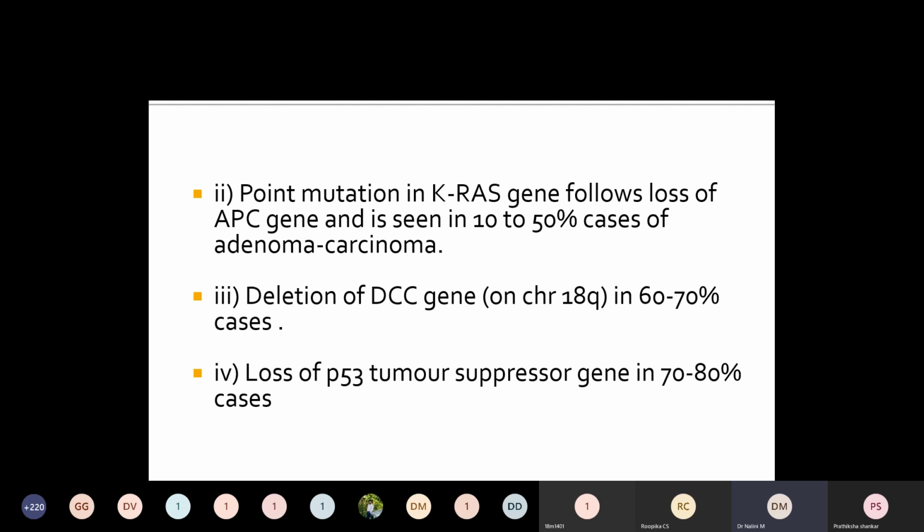The second part is the point mutation in the KRAS gene. Okay, this follows the mutation of the APC gene. So this is following the second hit, the mutation in KRAS and deletion of the colorectal carcinoma gene, or the DCC gene, on the long arm of chromosome 18. This again occurs in 60 to 70% of the cases. The last part in the pathogenesis is loss of the tumor suppressor gene P53.